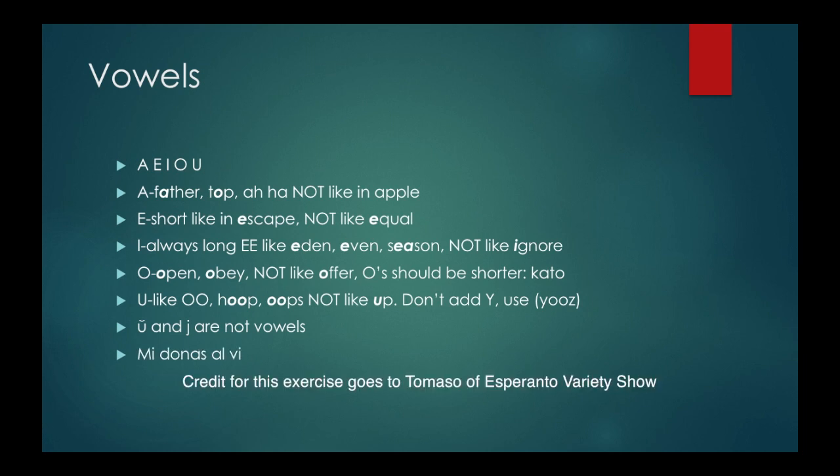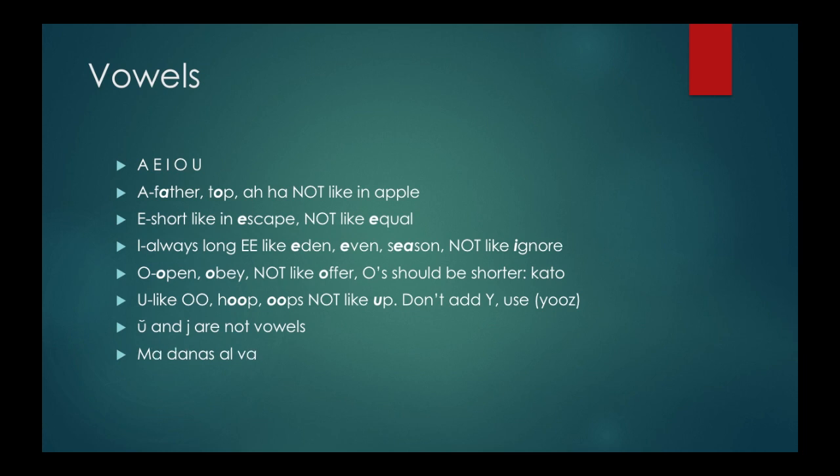One phrase that you can use to practice your vowels is mi donas al vi, and what you do is you take out all the vowels and you replace it with one vowel, and every vowel should be pronounced exactly the same. Ma danas al va, me denas el ve. If any of your vowels change from one word to the next, then there's a problem.